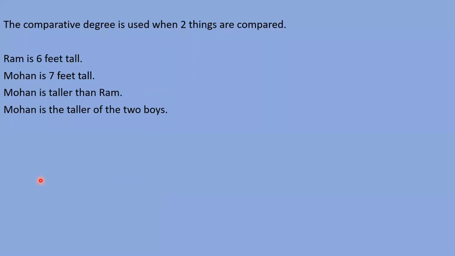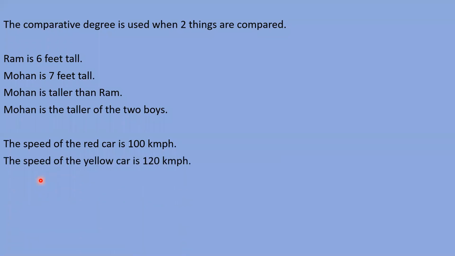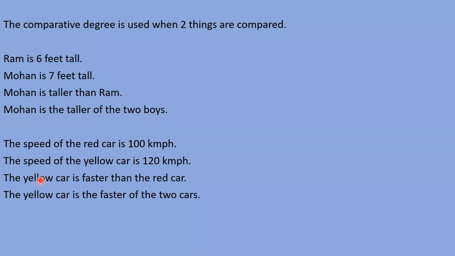And in this way also we can say when we talk about selection: Mohan is the taller of two boys. दोनों लड़कों में से मोहन ज्यादा लंबा है, right? So there you need to use comparative degree. Suppose that the speed of the red car is 100 km per hour and the speed of the yellow car is 120 km per hour. This comparison we can say this way: the yellow car is faster than the red car, right? The yellow car is the faster of two cars. In this way also we can say; these are all the things we discussed in our previous class.